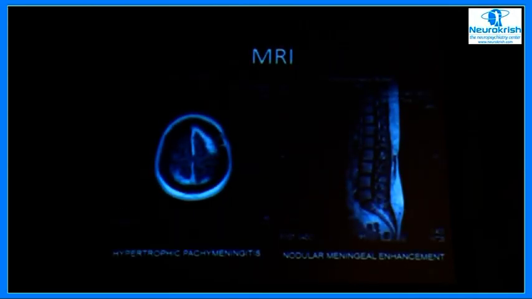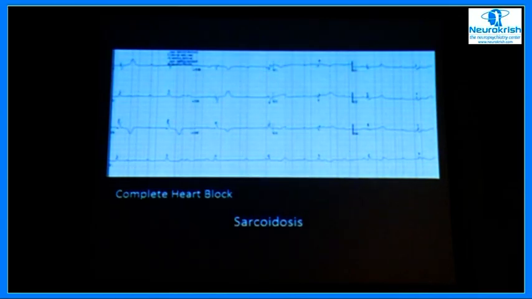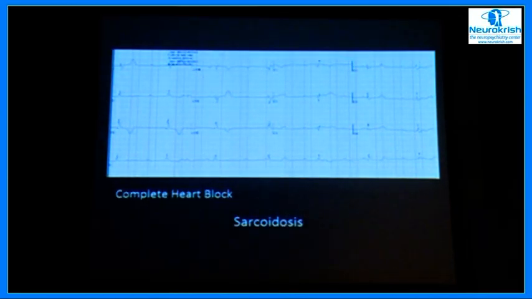And this is basically what the scan showed: hypertrophic pachymeningitis, nodular meningeal enhancement. And when the patient came 2 weeks back to us, she was actually breathless and she had a complete heart block. And she actually had high ACE levels, and this was sarcoid. So you can always have some episodic phenomenon which can happen. We couldn't do an MRI, unfortunately, in this patient because the patient was on a pacemaker. So this is one entity where.